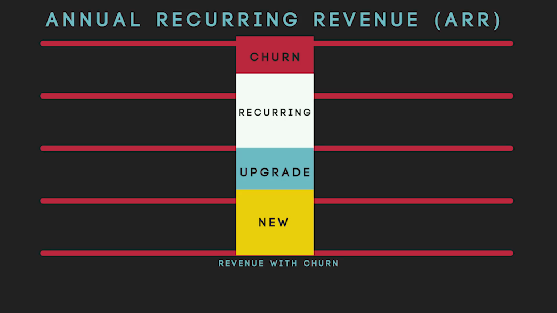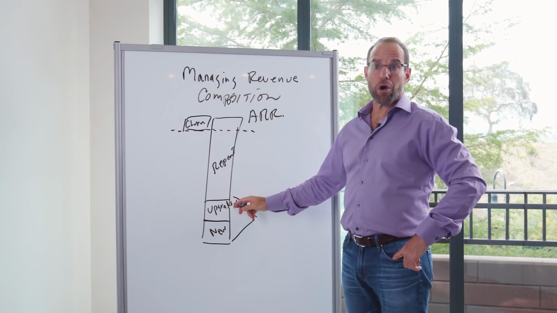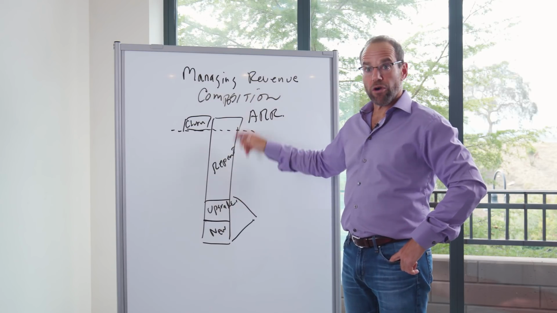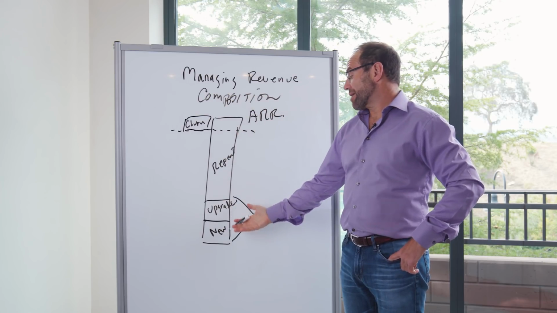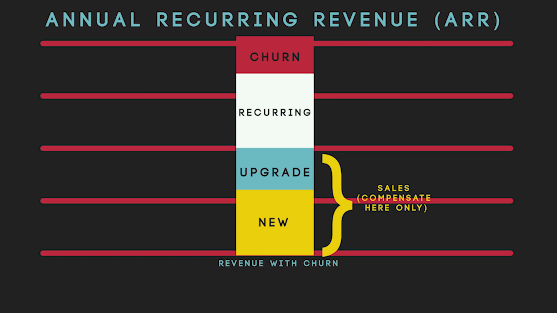Now, when I think about managing revenue composition, what we should be paying our sales force on are these two numbers down here, which are new business and upgrade business. And typically, these are the smaller parts of the overall revenue composition. So of a $10 million ARR, maybe in a year, a couple of $1 million may be new and upgrade, but this is from previous year's business.